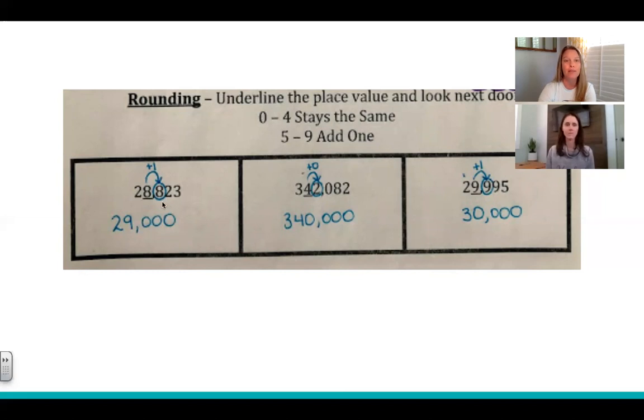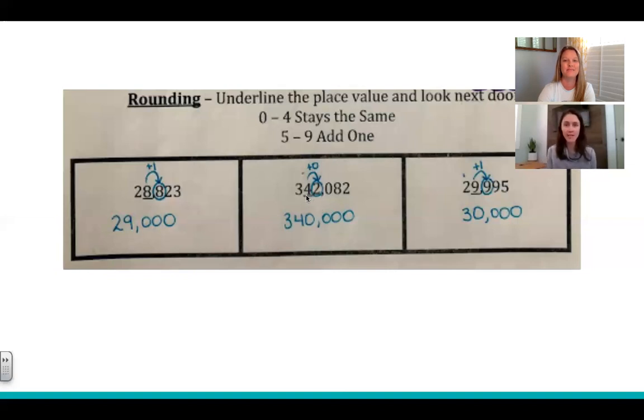So when I'm thinking about this original number, I'm looking at, is this number closer to 28,000 or 29,000 on a number line? And because that 8 is an 8 and it's bigger than 5, it's closer to 29,000. Great job explaining. All right, so the next one, we are rounding to the 10,000th place.